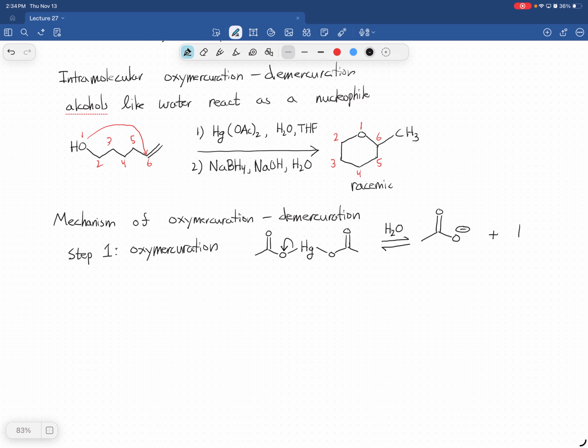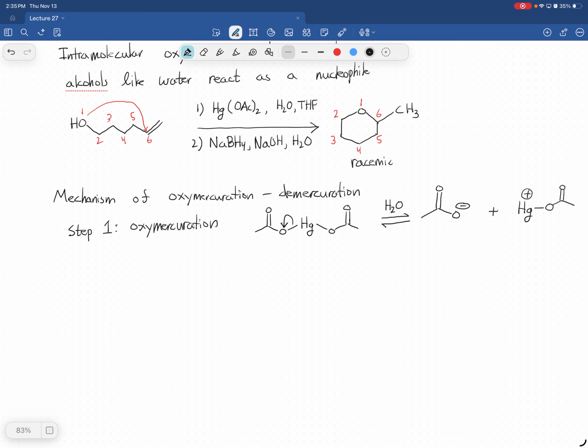So the water also helps you free up the acetate. Okay, and then you're going to have a mercury atom here. Well, it's still attached to one of the acetates. All right, so this is actually your reactive species right here. Okay, so what's going to happen here? So let's just draw an alkene. We'll just draw the one we did for the first example. Is this all still step one? Yes.